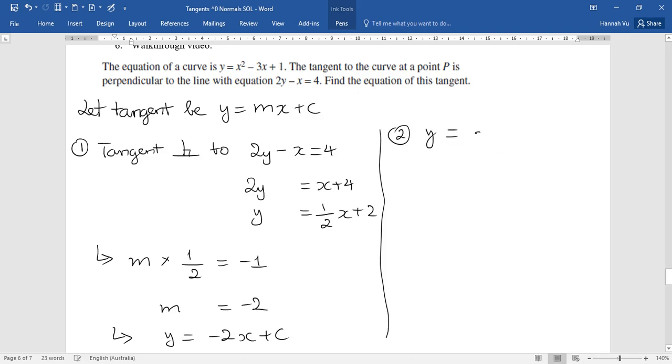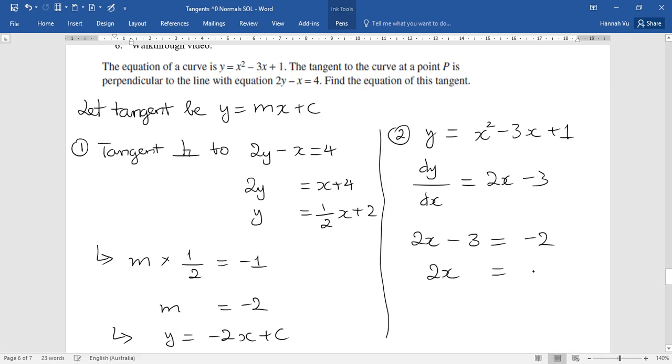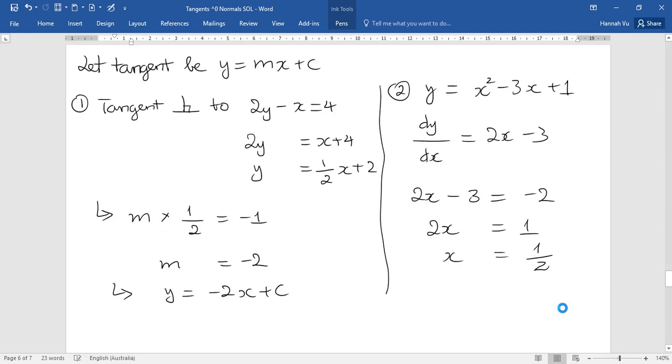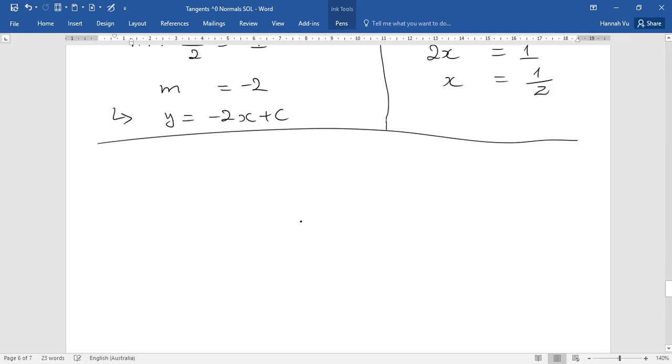So the curve, once again, is x squared minus 3x plus 1. The derivative of the curve must be 2x minus 3. So when the gradient is -2, it means that the derivative of the curve is also -2. So I'm just going to solve for x: 2x is 1, so x is a half. So at the point where x equals a half, the tangent will touch the curve. I'm going to try to find the y coordinate of this point.